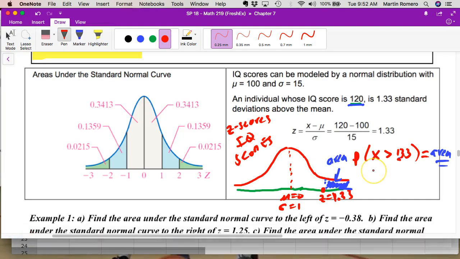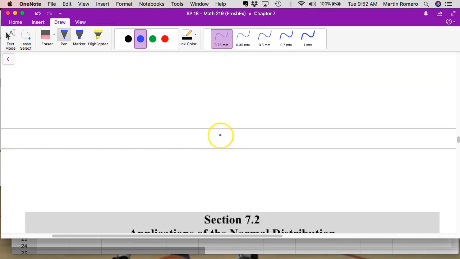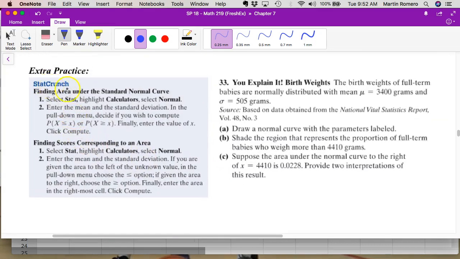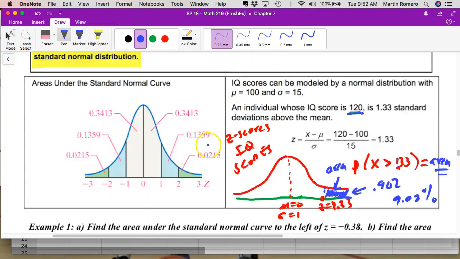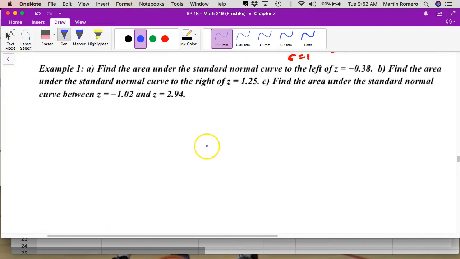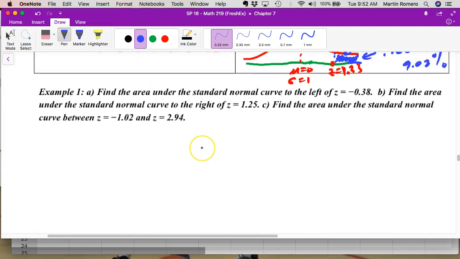And so what's the probability someone has a z-score greater than 1.33? The area turns out to be 0.902 or 9.02% chance. And so that's what we're going to do. That's it. And these instructions are right here in the previous page. Finding the area under the standard normal curve, what I just did, you'd find right here. Okay, so you'll refer back to that, but that's what I'm going to be using in these examples. So let's go ahead and answer these questions here.